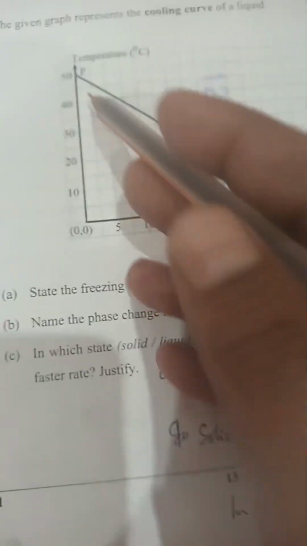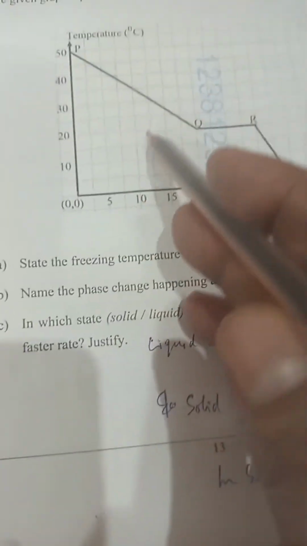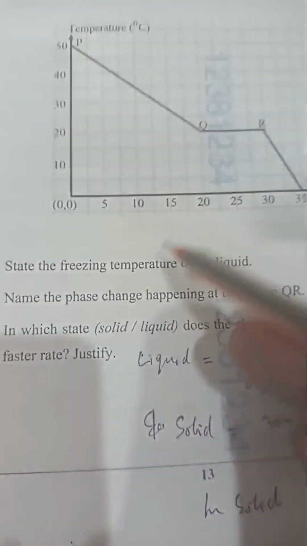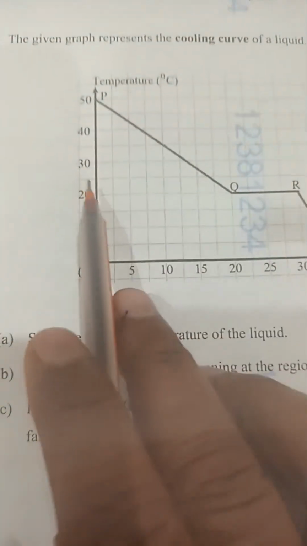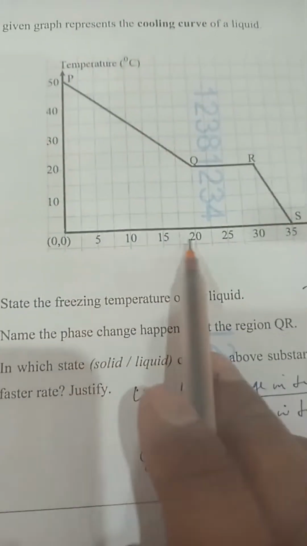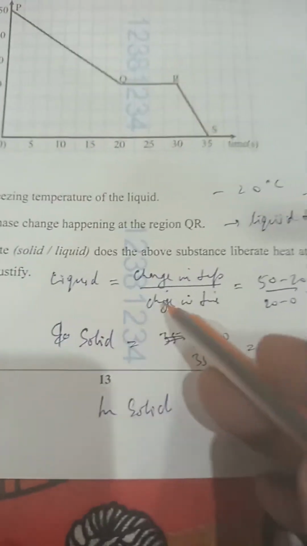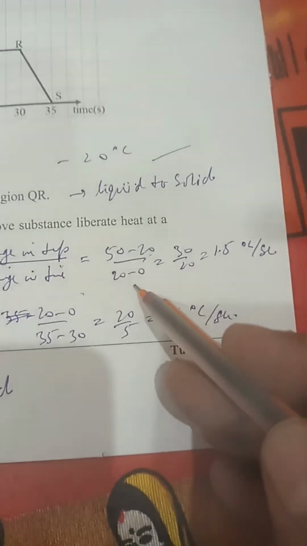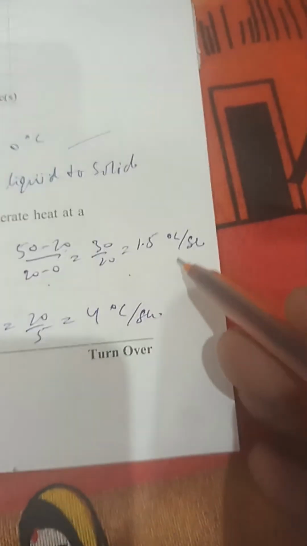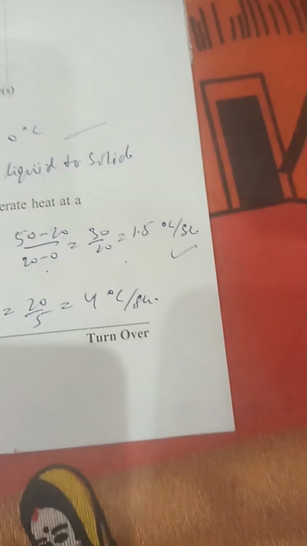Okay. So now let us find out the rate of liberation of heat. So here the change in temperature is from 50 to 20 and time is from 0 to 20. For liquid we have change in temperature upon change in time, that is 50 minus 20 upon 20 minus 0, 30 upon 20. So 1.5 degrees centigrade per second.